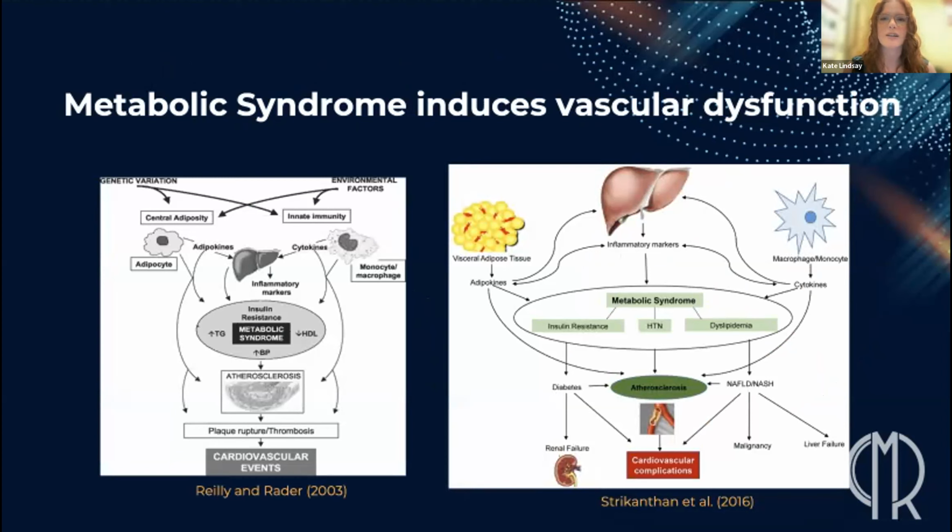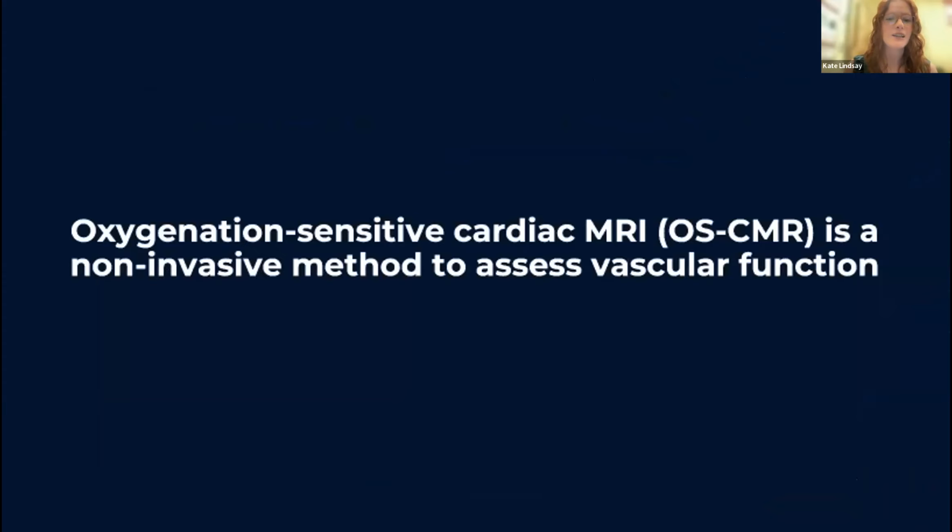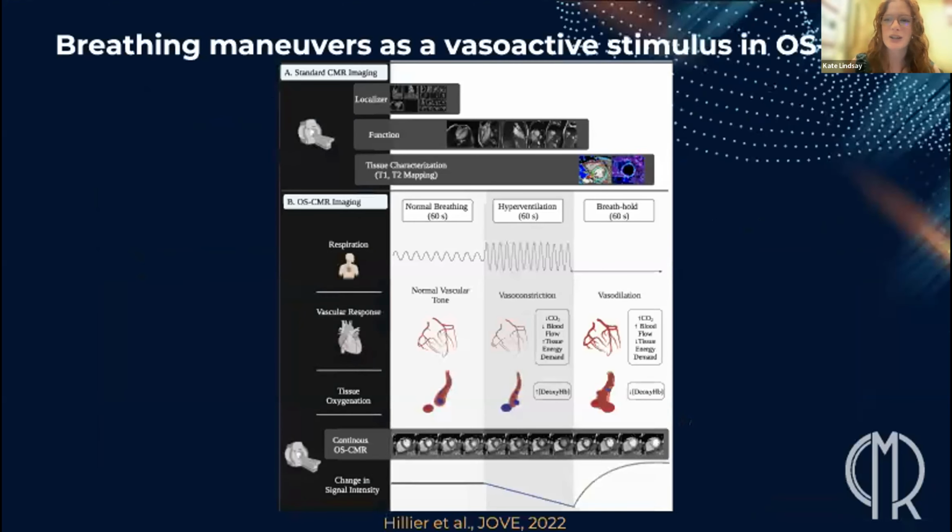So how can we monitor these changes in vascular function that might be subclinical before the onset of coronary artery disease? Well, as you have heard through the previous talks today, oxygenation-sensitive cardiac MRI, or OS-CMR, is an effective non-invasive way to assess vascular function. And as introduced by the other speakers today, when we use this technique with breathing maneuvers, it's effectively a completely non-invasive way of measuring the vascular function in CMR just by breathing. So no injected contrast, no pharmaceutical vasodilation, just an individual breathing in the scanner, and we can assess their vascular function.